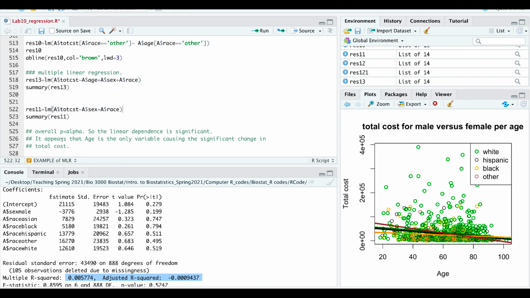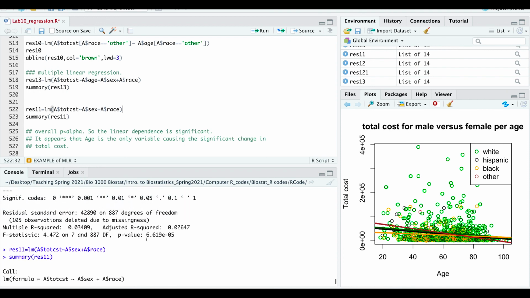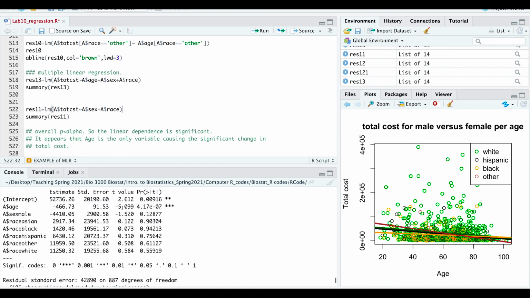Overall, the p-value is less than alpha on this one, when we do the multiple linear regression. So the linear dependence is significant. It appears that age is the only variable causing a significant change in the total cost. That's what we can say. So this is the end of multiple linear regression. Okay guys, thank you.